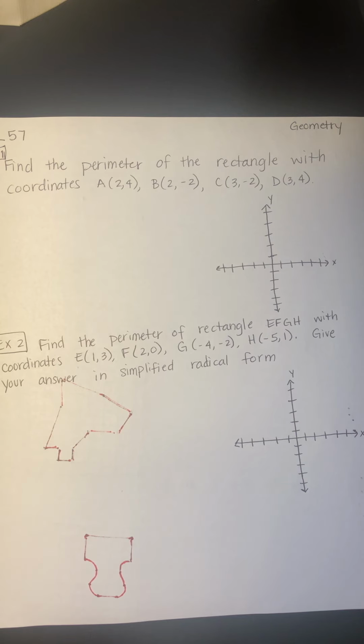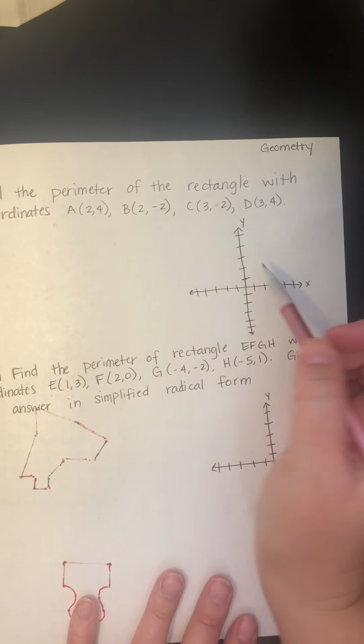So example 1, it says, find the perimeter of the rectangle with coordinates A, B, C, and D, and it tells us what they are. So the first thing you're going to do to graph this is graph these on the coordinate plane.